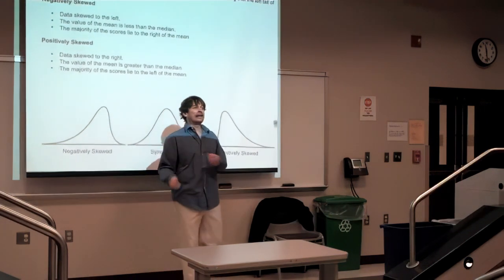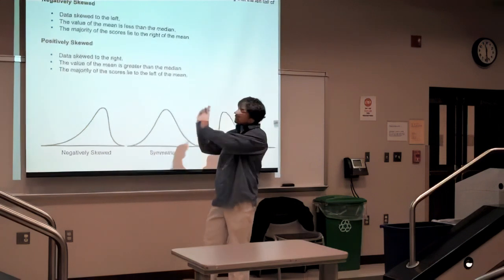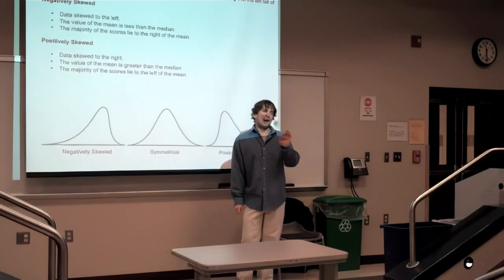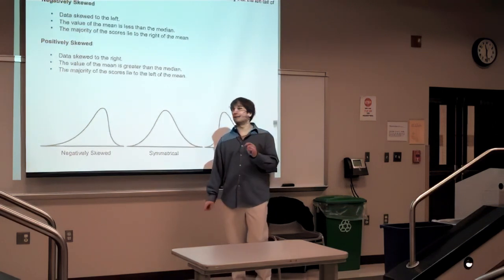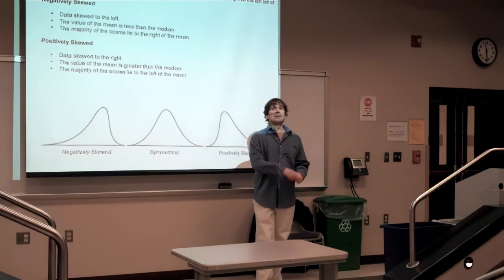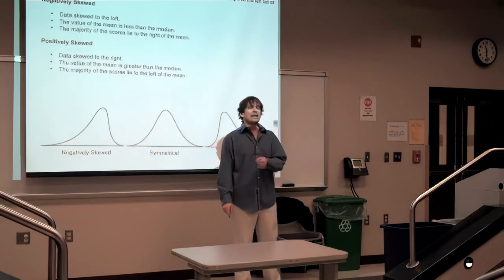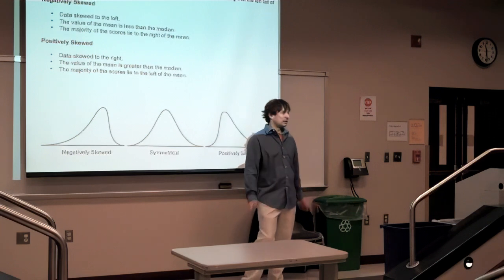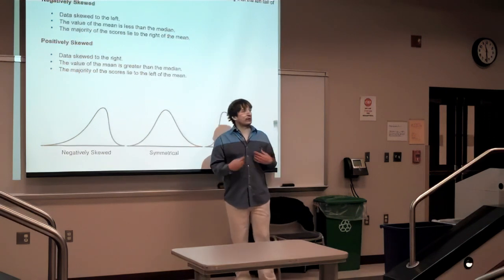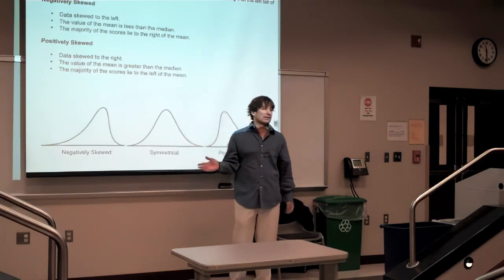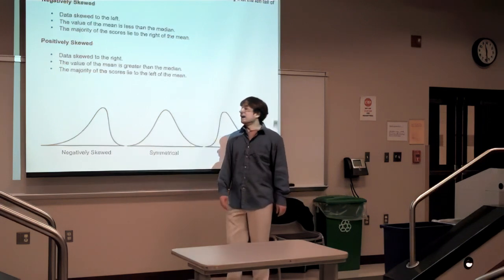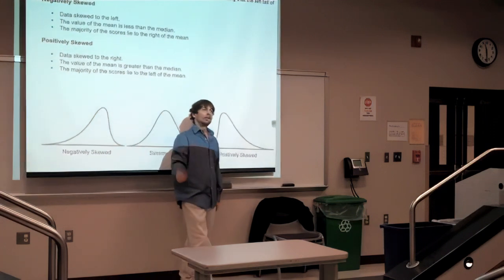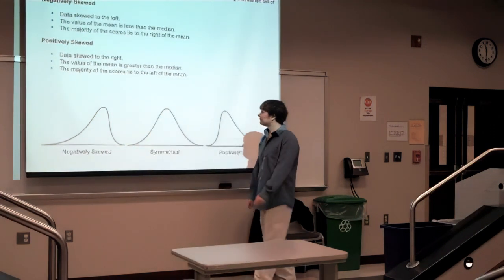So when we have a negatively skewed distribution, the tail is going to go to the left. The mean is going to be less than the median. Now, there are times that that is not true. It is possible to have a mean greater than the median. It is very, very rare, and chances of you running into it are very slim, so don't worry about it. But for the sake of this class, the mean is less than the median. It's negatively skewed. And the last thing is that more of the scores are going to fall to the right of the mean than to the left if it's negatively skewed.